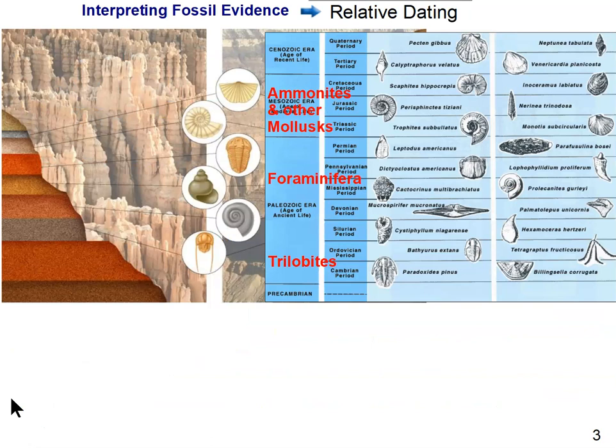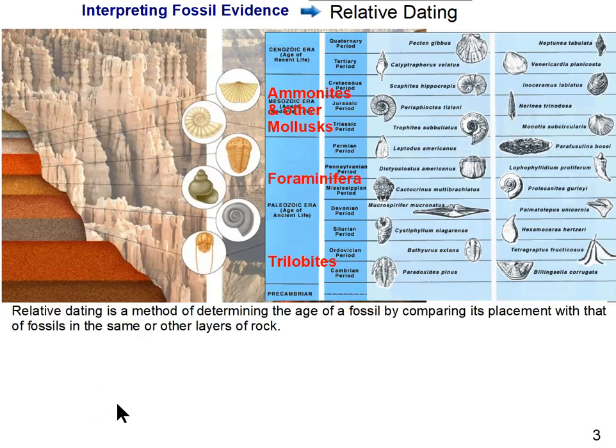So how do we know the age of a fossil? Well, these very special fossils known as index fossils are one way, and that's an example of relative dating. So in other words, relative means in comparison to something else. So it's a method of determining the age of a fossil by comparing its placement with that of fossils in the same or other layers of rock. So if we find a fossil and we don't know its age, but we find it near another fossil that we do know its age, then we can infer that they lived around the same time, close to the same time. And that's an example of relative dating.